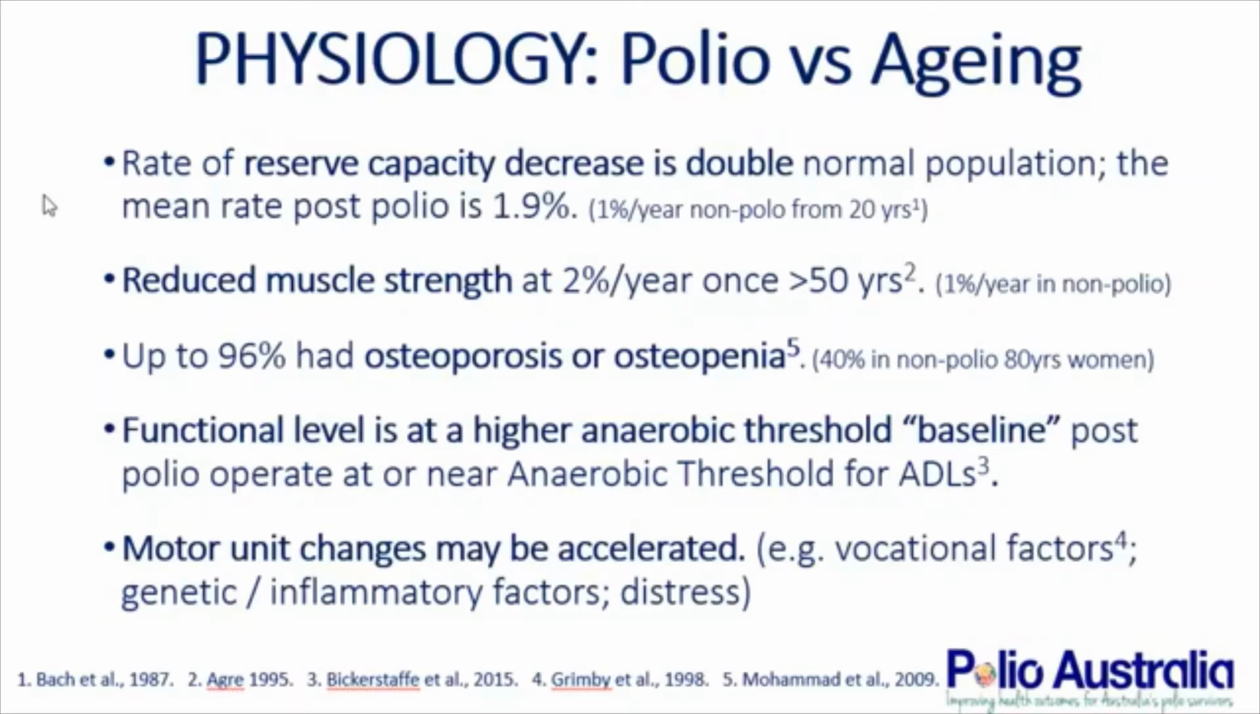The second item I'm going to point out here is osteoporosis. Up to 96% in one study had osteoporosis or osteopenia. In the normal 80-year-old women population, 40% of non-polio women would develop these two conditions. But up to 96, I believe this was men and women were included in the post-polio figure. The low end of the number was 48 or 50%, so it's quite a significant amount. And I think even the baseline was above the 80-year-old women norm of 40%.